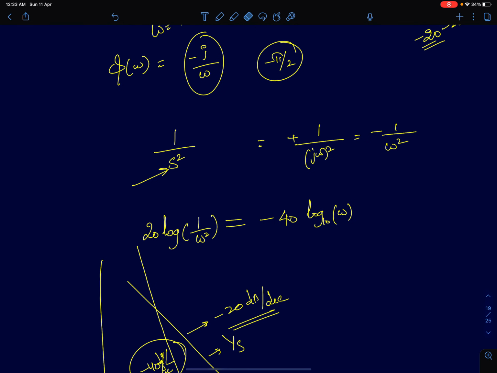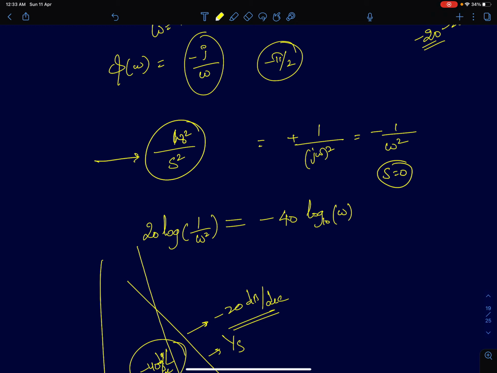Now let's consider two poles, which is 1 by s square. So let me take omega naught square by s square. So I have considered a transfer function which looks like this. So here again the system has no zeros. It has two poles at s equal to 0.